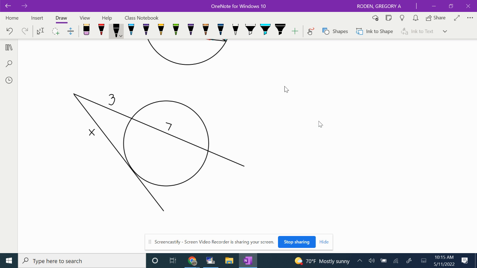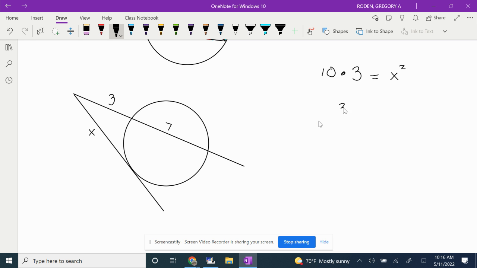Okay, so the whole length of the top one, so it's 10, times the outside, which is 3, equals X squared. So it's the tangent part squared equals the whole thing times the outside part. You guys understand that? You just got to know how that works. In this case, it's the tangent part squared equals the whole thing times the outside part.